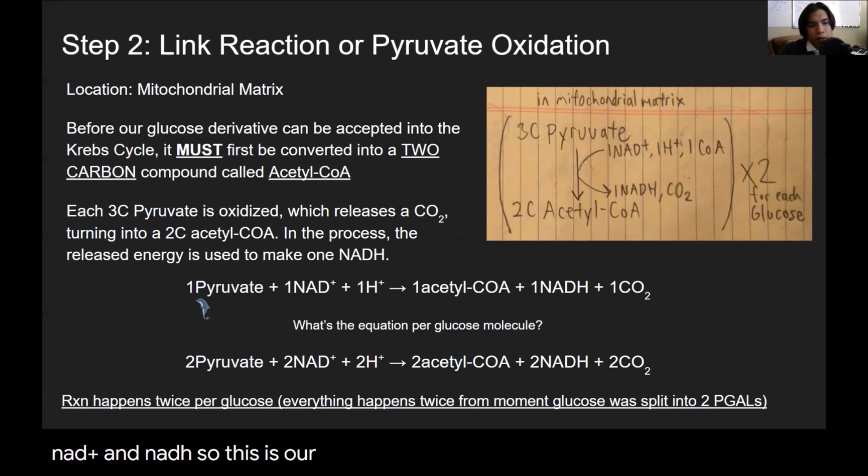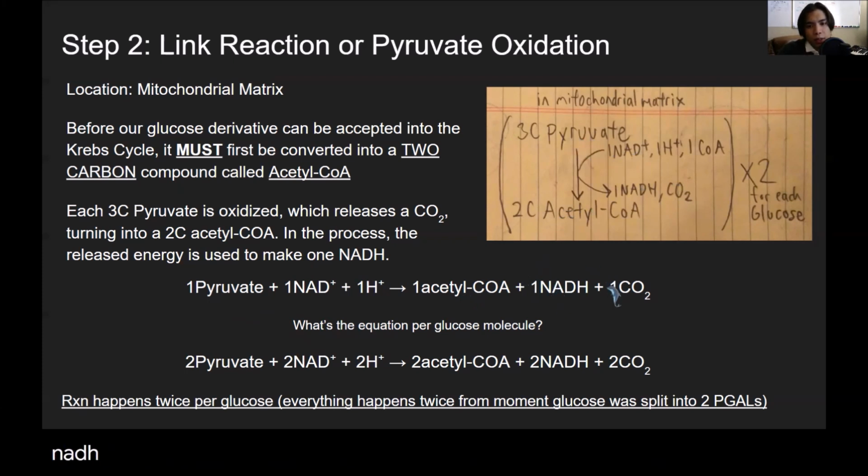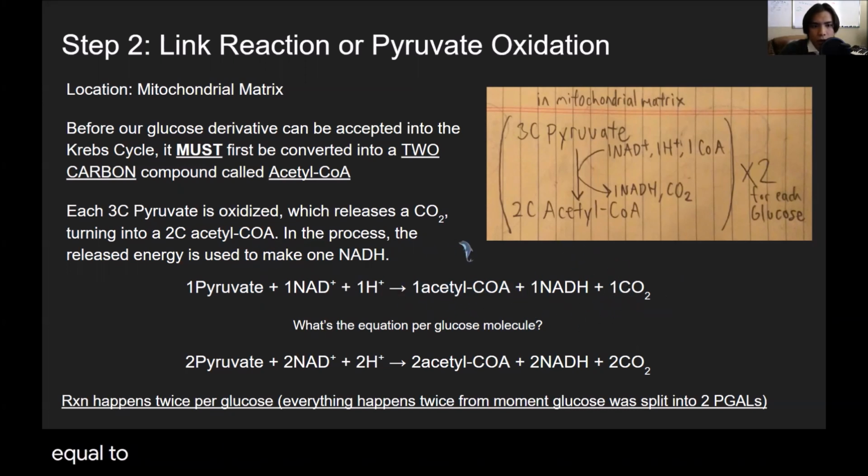So this is our reaction. We go from 1 pyruvate to an acetyl-CoA plus 1 NADH and 1 CO2. This CO2 accounts for all the carbon present. Our pyruvate was 3 carbon. This is only 2 carbon. This is 1 carbon. 2 plus 1 is 3. 3 is equal to 3.